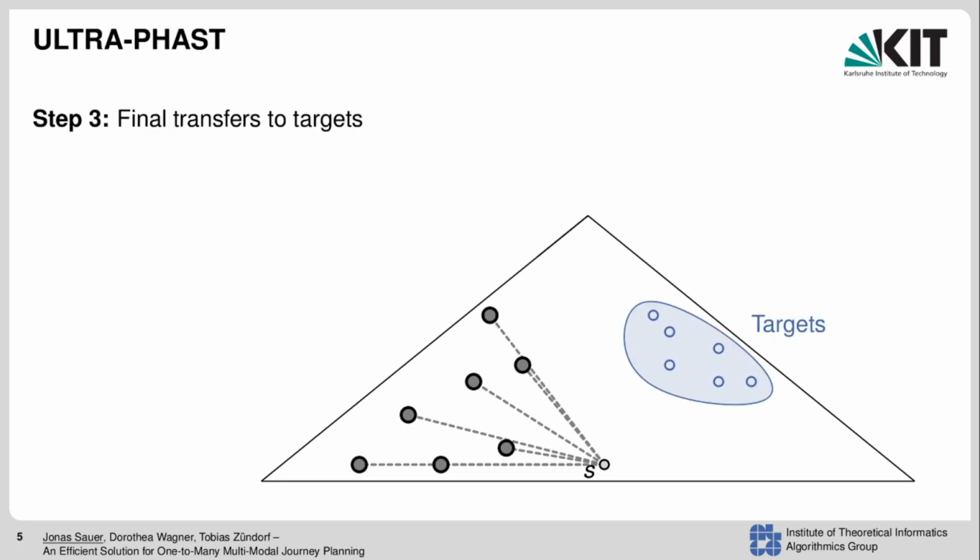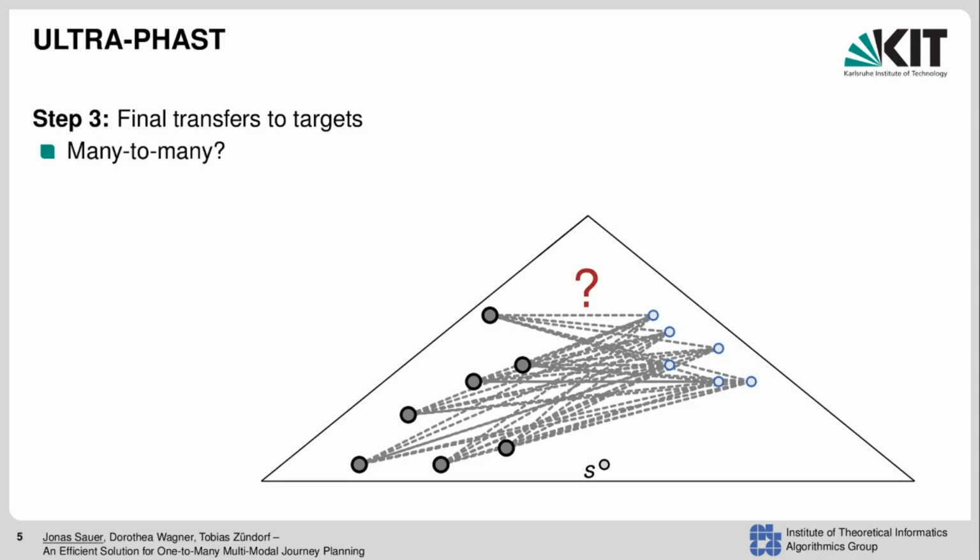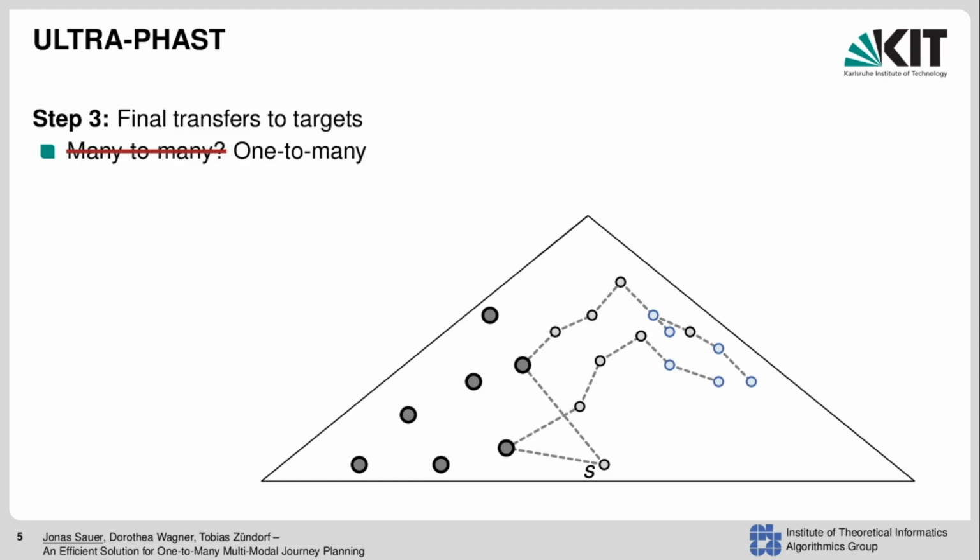And now the crucial part is step 3, the final transfers to the set of targets. At first we might think that this would be a many-to-many search, so we would have to compute distances from each stop to each target, which would be quite expensive. But in fact, this is only a modified version of one-to-many search, because in the end we are interested in distances from the source vertex to each target vertex, and this path from the source vertex to one target vertex always runs over exactly one stop, and we only need the distance from this stop to the target vertex. The only problem is that we do not know which stop this will be in advance.